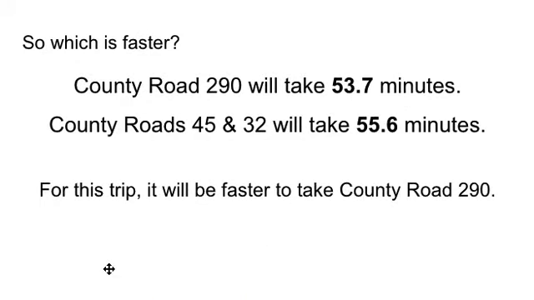So which is faster? County Road 290 will take 53.7 minutes. County Roads 45 and 32 will take 55.6 minutes. For this trip, it will be faster to take County Road 290. I would strongly suggest as you go to work through your simulation trainer that you have your ISN out so you can refer back to these examples and that you work out every problem so that way you can make the correct selection.